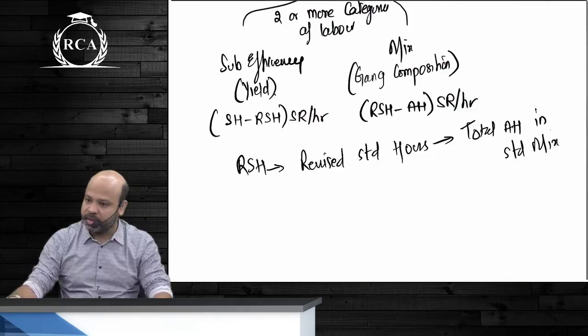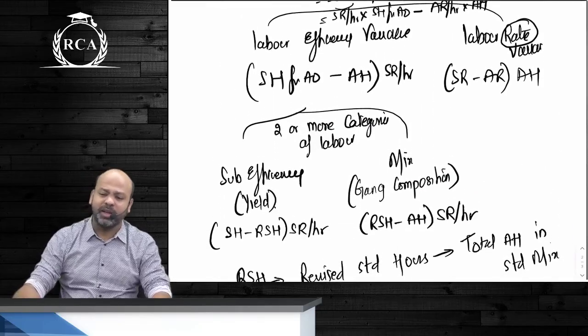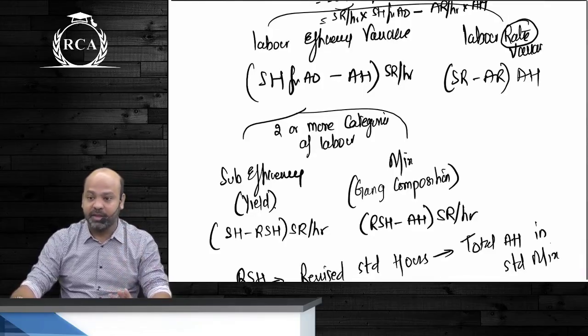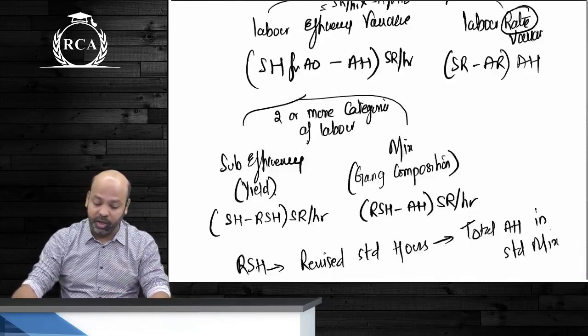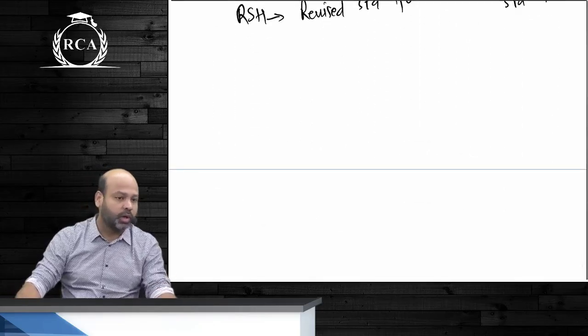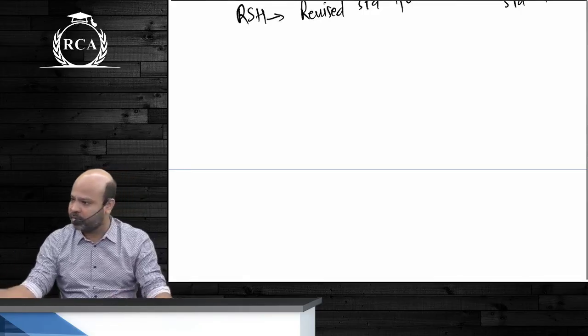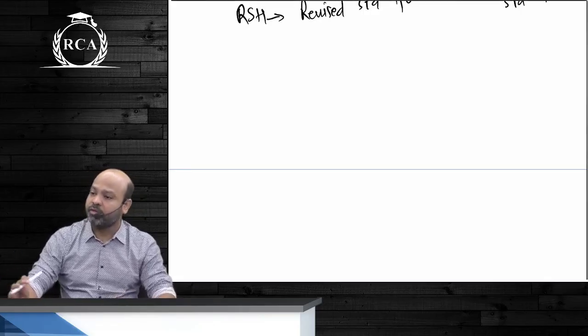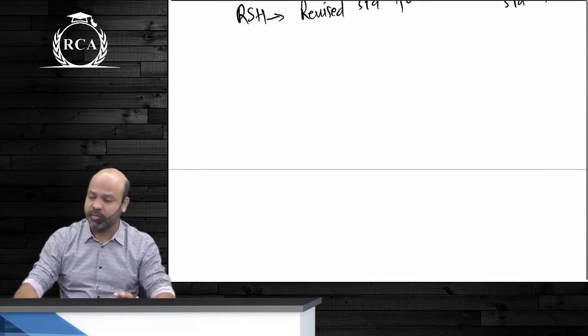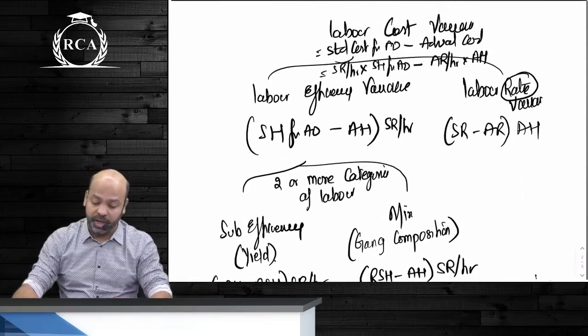समझ में आ रहा है नहीं आ रहा है? Pretty simple, right? कुछ नहीं बेटा, replace Q with H, replace P with R. Same formulas of material will become your labor variances. Are we clear about this? Now, what if labor is paid on the basis of number of units? How will all of these variances change?